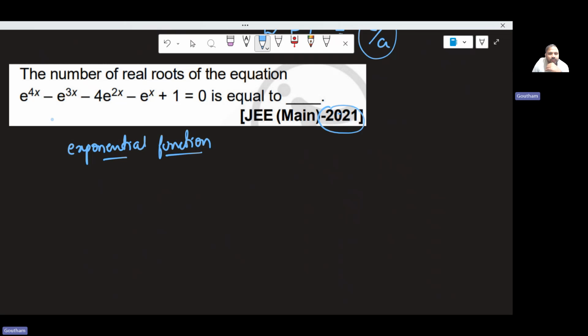Now, if you can see this, e raised to x. The graph of these types of functions will look something like this.